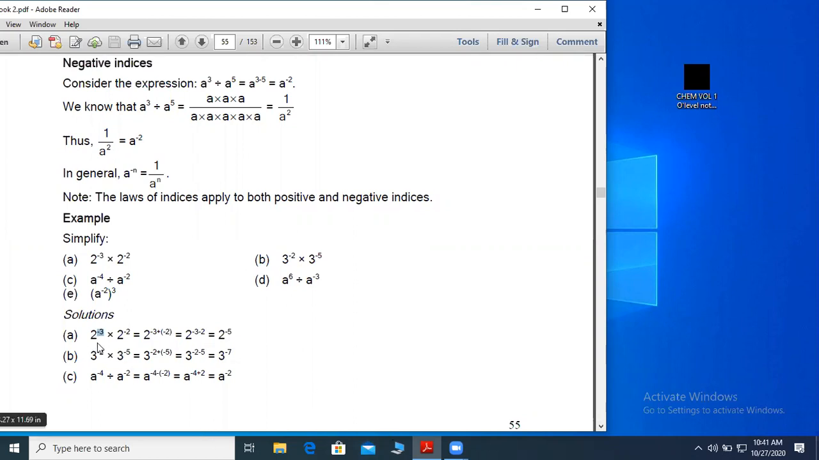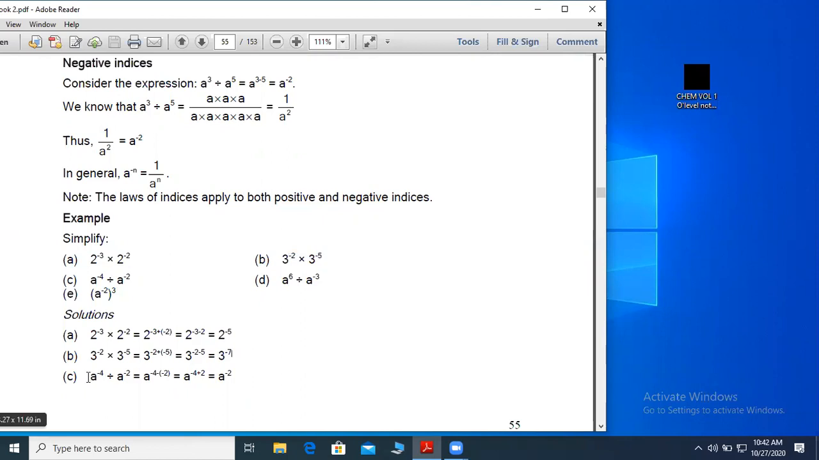Now part B, look at it. Still the base is the same. The base is 3, but the powers are different. So what we shall do, we shall write one base, which is 3, and we add the powers. To add the powers, we are going to have negative 2 plus negative 5. And negative 2 plus negative 5, the answer is negative 7. Okay? The answer there is negative 7.